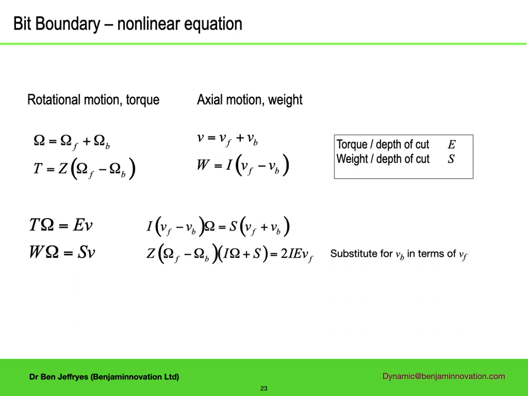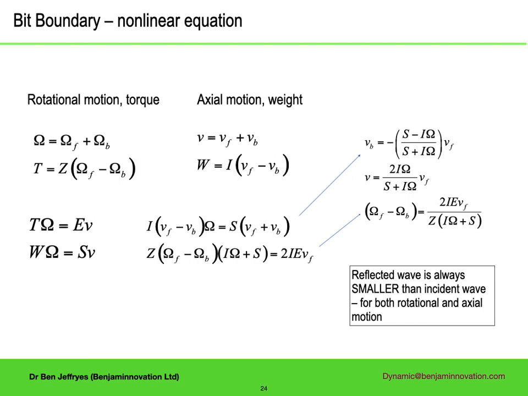The bit here is a boundary condition, and what you look for at a boundary are reflections. Given what is coming down the pipe, the forward components, what do you get back? The reflected components. So I'm trying to solve for the reflected components, omega b and vb, in terms of the incident components, omega f and vf. From the weight equation, we can write the weight and velocity in terms of the forward and backward velocities, and substitute for the reflected velocity vb in terms of the incident velocity vf. Putting that into the torque equation gives the bottom equation.